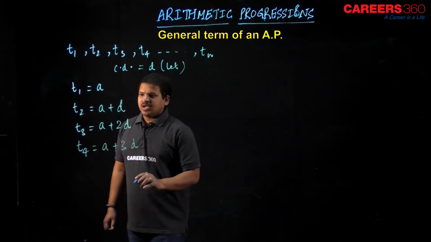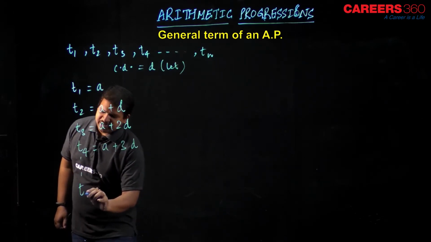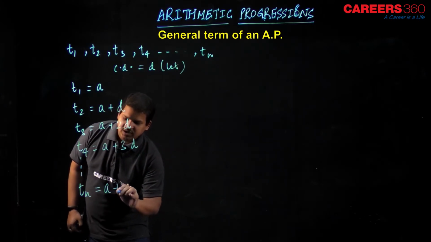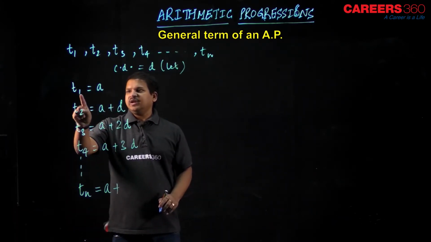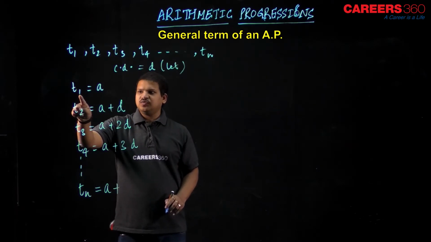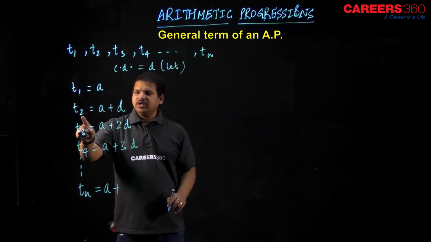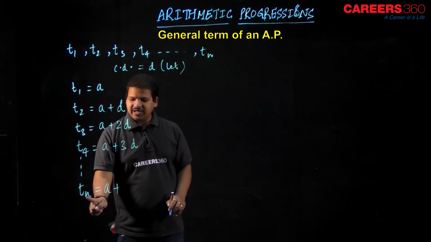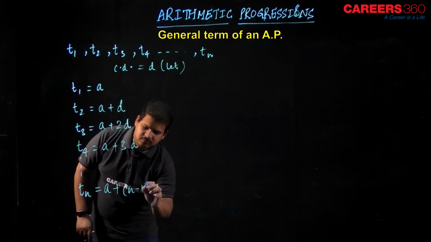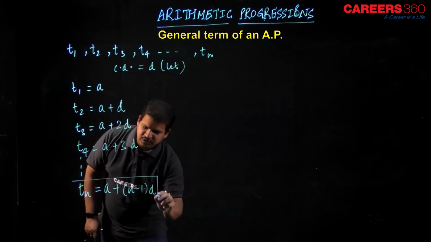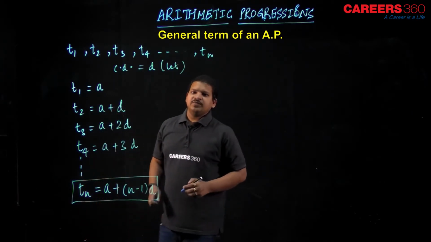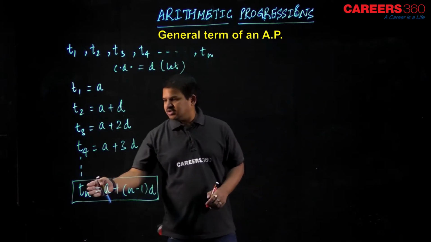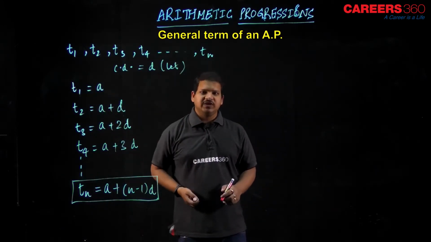Now, if I want to get the nth term out of here, then what I can say is that you must be following this pattern: when the value of n was 1, here it was 0, then 2, then 1, 3, 2, 4, 3, 5, 4, n minus 1. So this will be the formula for the general term of an AP. Now this is the nth term from the start of an AP.